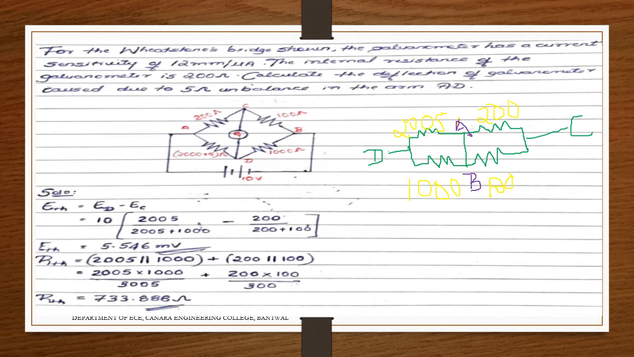So now 2000, 2005 and 1000 are parallel. It is in series with 200 and 100. Implementing the formulas: 2005 into 1000 divided by 3005, because 2005 plus 1000, and here 200 into 100 divided by 300, because 200 plus 100. When you apply the formula, 733.886 ohms will come.